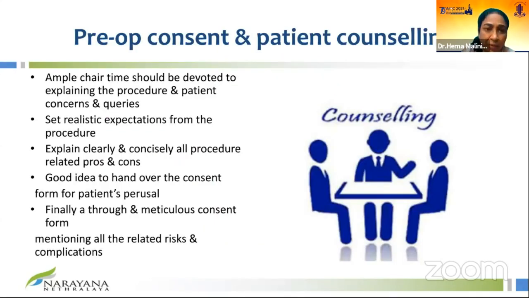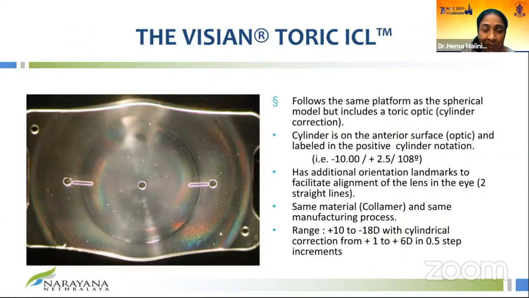Also make sure, this goes without saying, that you spend ample chair time with the patient counseling, and that the pre-op consent form is thorough and meticulous. Now, the Vision toric ICL is built on the same platform as the spherical model, made up of Collamer. The cylinder is on the anterior surface, and the cylindrical correction range is between +1 to 6 diopters in 0.5 increments.